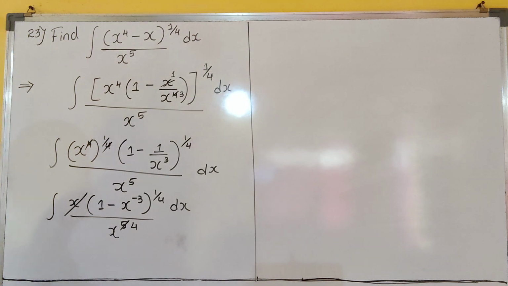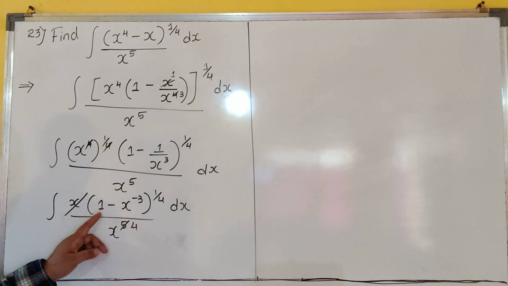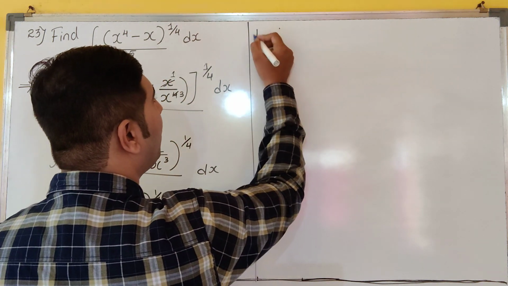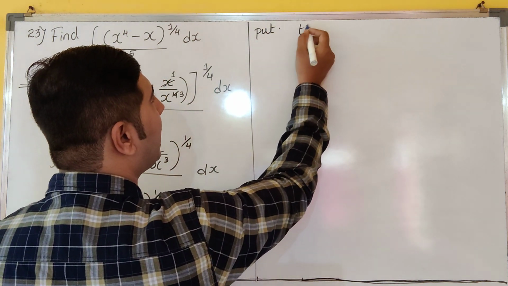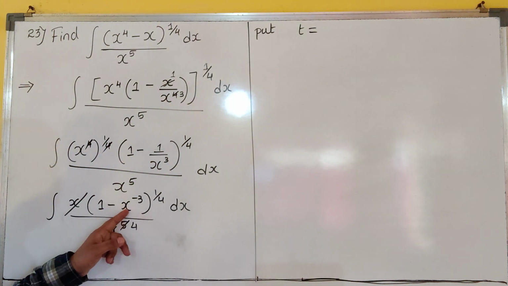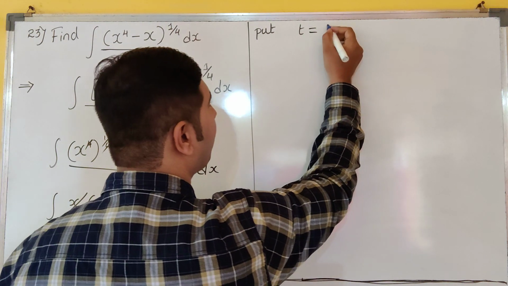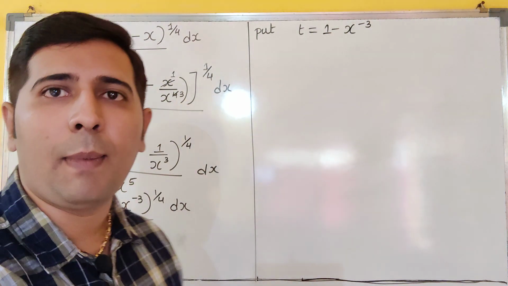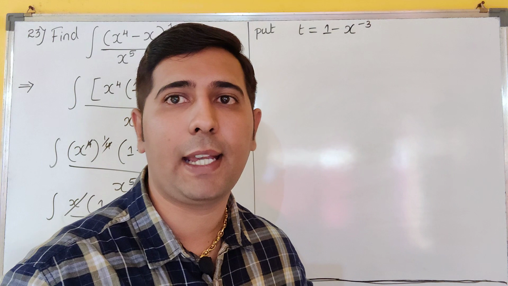Understood? So now how to solve this one, you see. 1 minus x raised to minus 3, I will take it as t, dear students. Put t is equal to 1 minus x raised to minus 3. I am putting t equal to 1 minus x raised to minus 3, dear students.